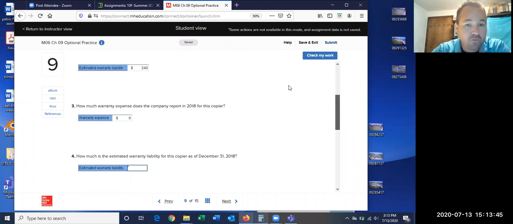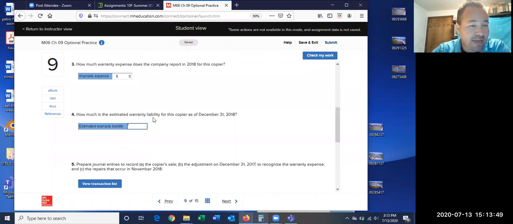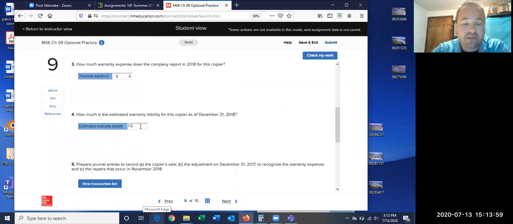So it says the actual amount was 209. I had estimated 240. So how much do I still have in that estimated account if I had 240 and now I've used 209? I have $31 still left in that estimated account that I may either use on this client if I need to, or carry over to another client who may have a more expensive warranty.